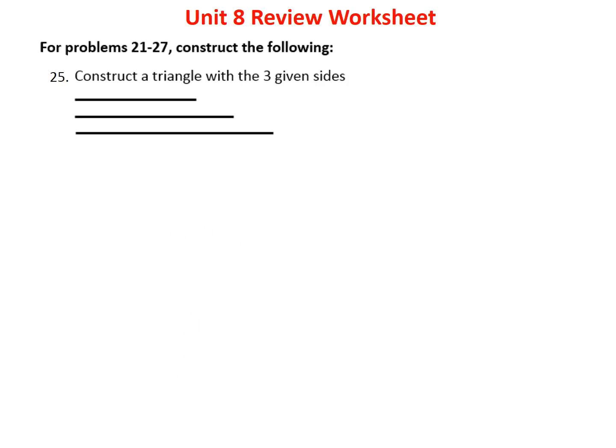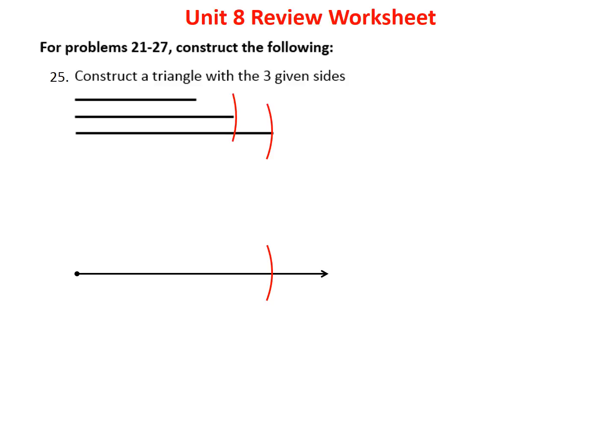This one is kind of fun. It says to construct a triangle using 3 given sides. There's lots of ways to do it, but the first thing we're going to do is measure the bottom side. So I'm going to draw a line, and then I'm going to put my compass on the bottom line and measure the length, come down to my line and measure the length again, and there's the end of my triangle.